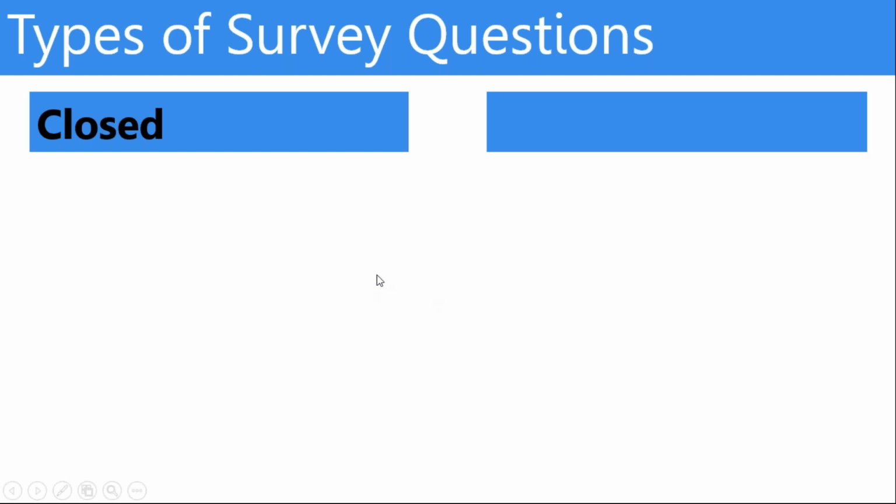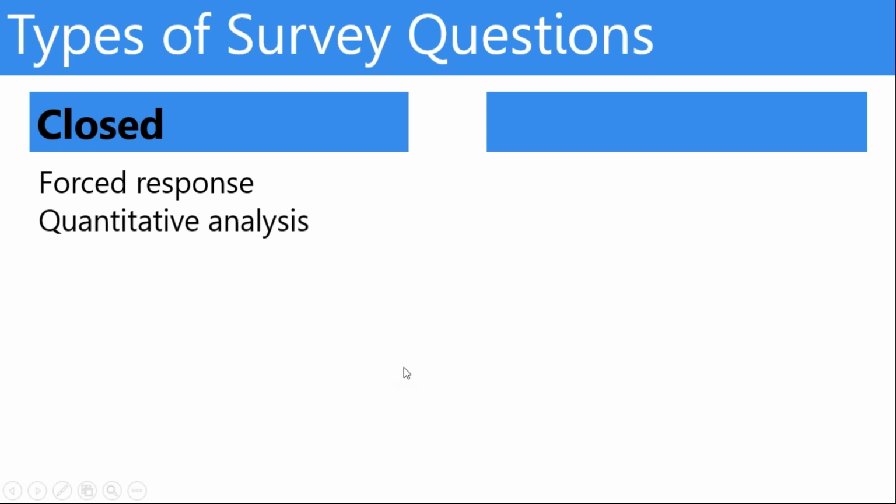There's closed-ended questions. The benefit of this is it's a forced response. You're going to give people choices, and they're going to have to pick one of those choices for you. They're also relatively easy to analyze using quantitative methods. You can count the number of people who chose that response, and you can create percentages out of that.